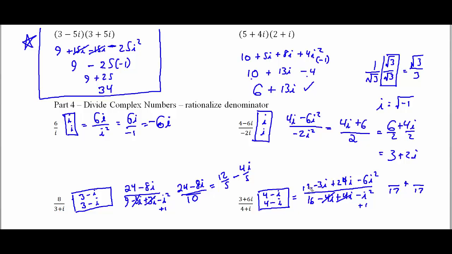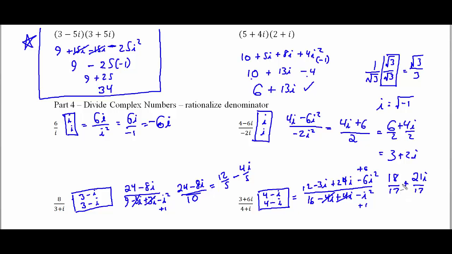Okay, so the 12 plus the 6, because the negative 6i squared is just going to be positive 6, is going to give me 18, because 12 plus 6 is 18. And then the negative 3i plus the 24i is going to give me 21i. And that, my friends, is the end of that problem because I can't divide by 17 in each situation. And I know some of you might have written this as 18 plus 21i divided by 17.